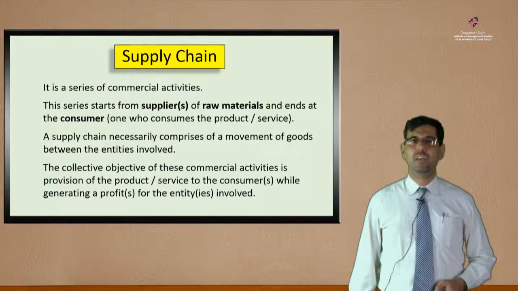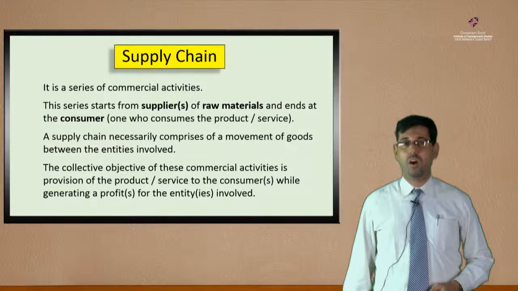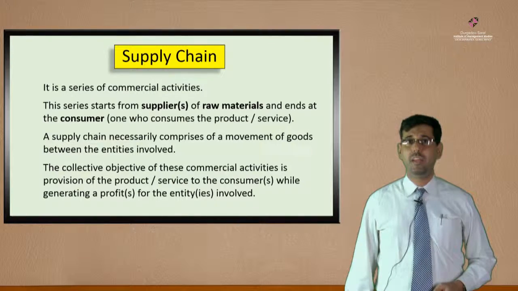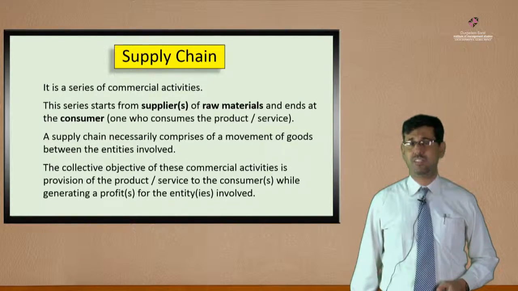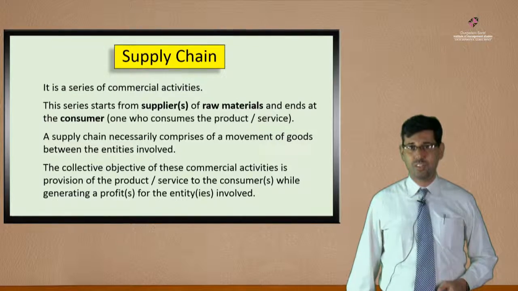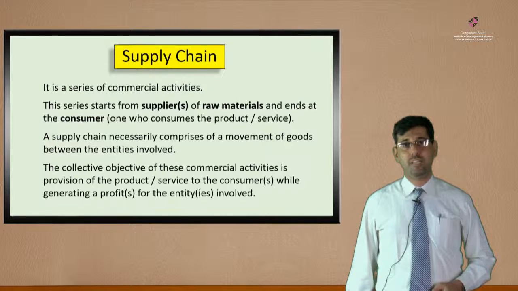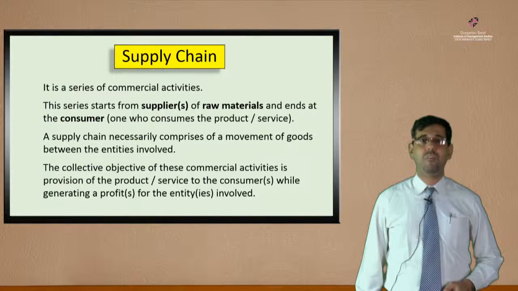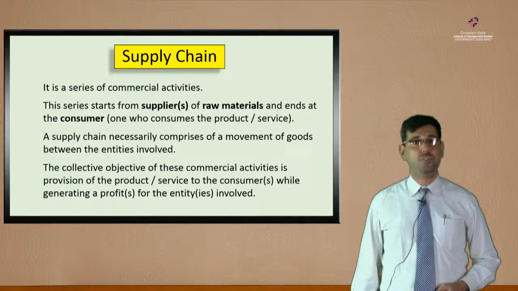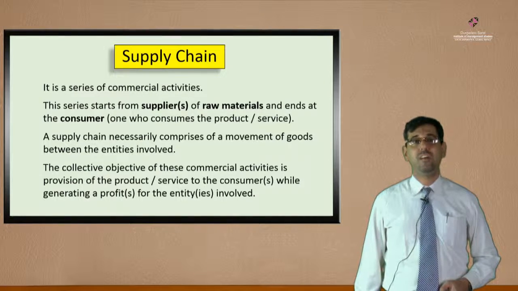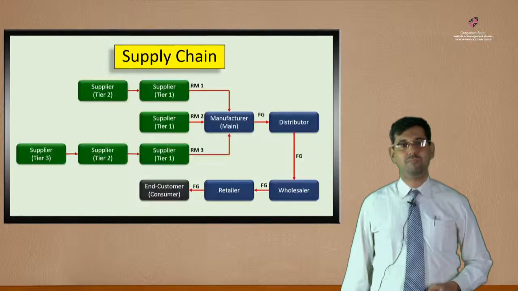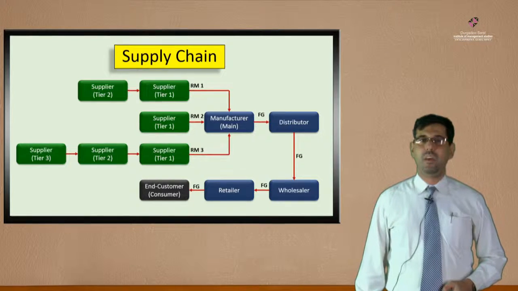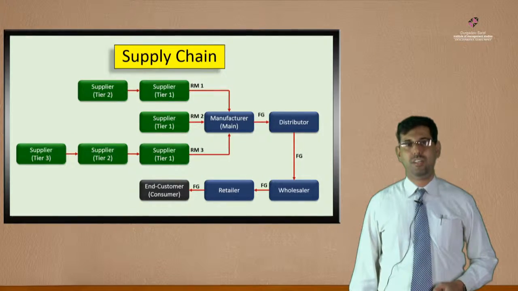The collective object of these activities is to generate a profit in most cases. For example, it may be manufacture of a car, or provision of food in a restaurant, or manufacture of such C-class items as nuts and bolts, or stationery. Of course, sometimes profit is not the motive, for example meals provided by NGOs. There is no profit motive, but nevertheless, there is a supply chain. This diagram tells you in a very brief manner what a supply chain is.